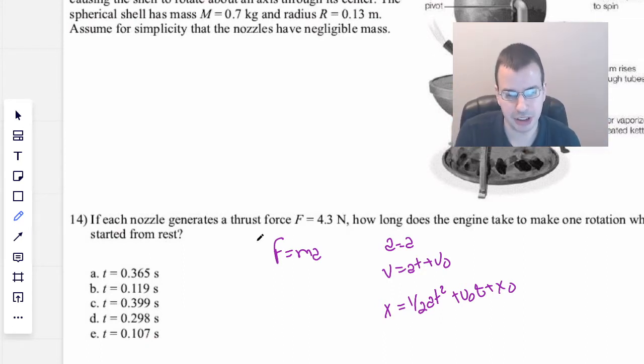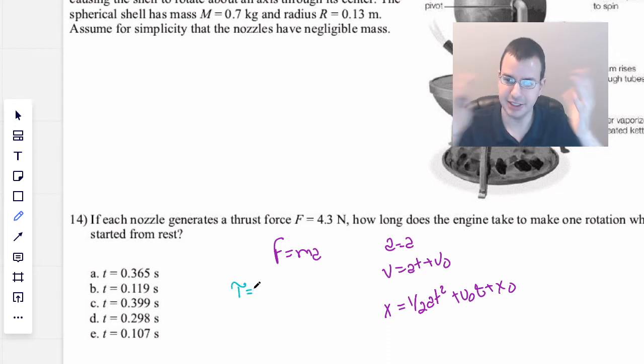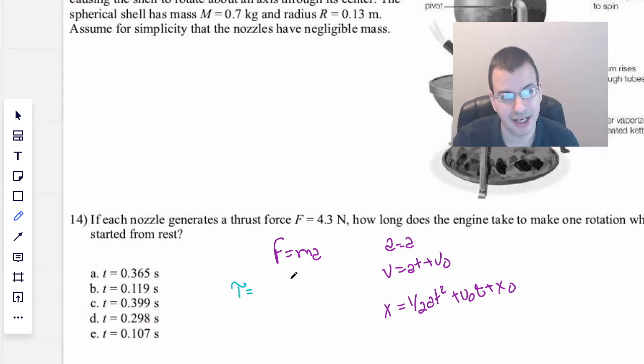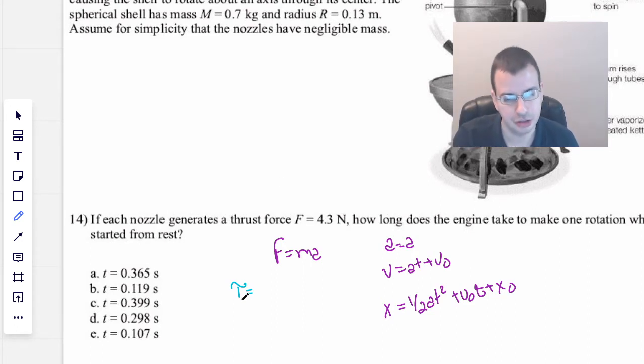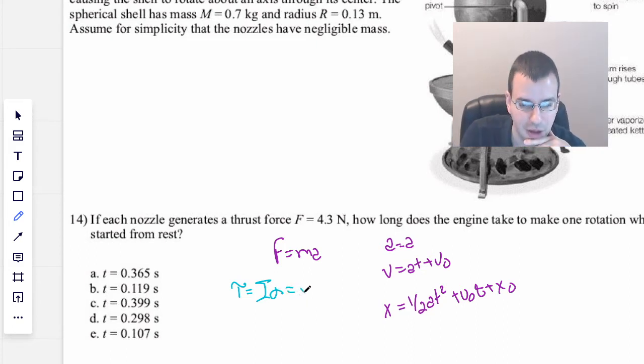And what you do is you basically just look at it as the angular analog of linear. So torque equals moment of inertia times alpha, where moment of inertia stands in for mass, and alpha is the angular acceleration as opposed to linear acceleration. And we also know that torque is r cross F, so probably something like this.